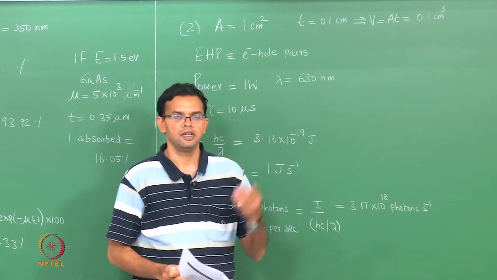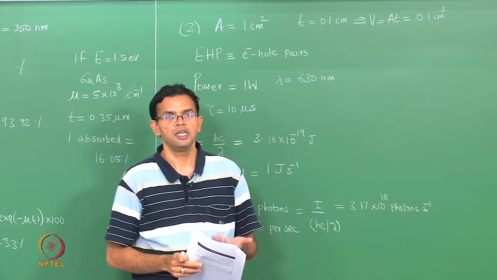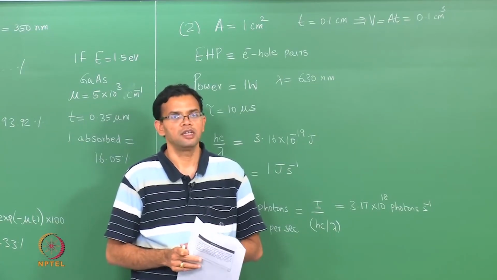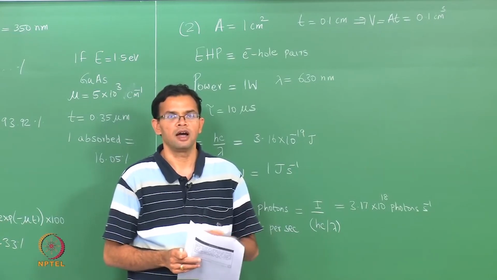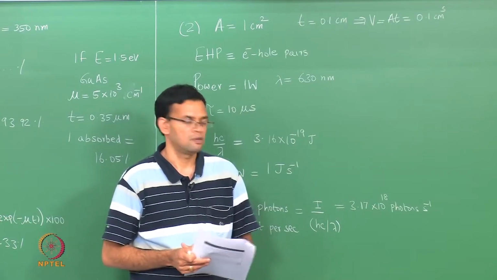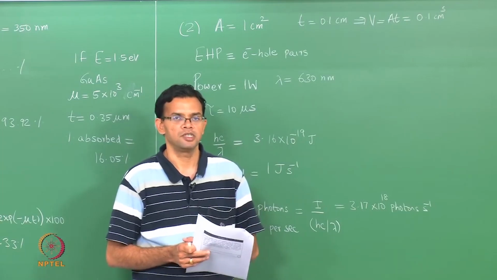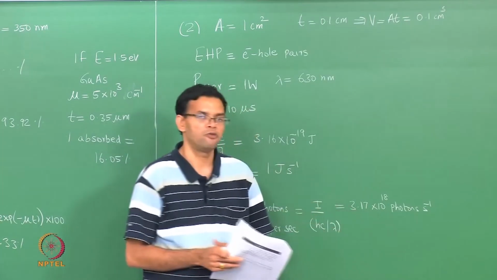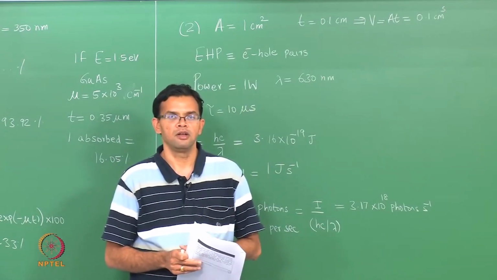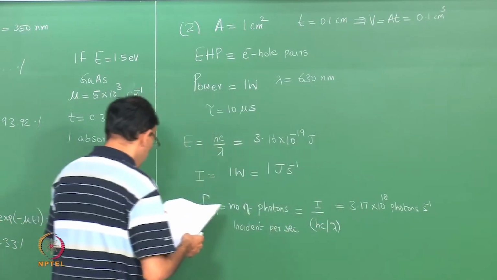We also say that each photon gives rise to one electron hole pair. So, this means there is a quantum efficiency of 100%. Usually that is not the case, the quantum efficiency would be lower than 100, in which case you will have to multiply by the appropriate fraction. But for this particular problem, we will take the quantum efficiency to be 100%. So, if this is the number of photons that are incident, these will give rise to an equal number of electron hole pairs.